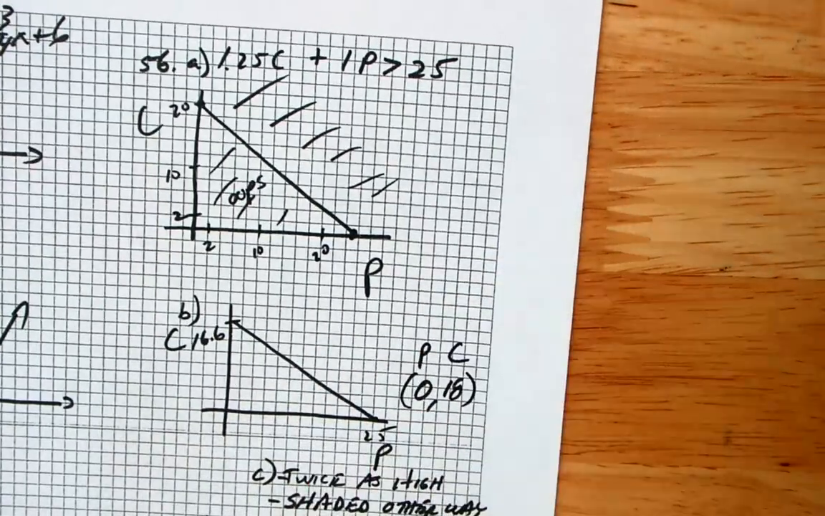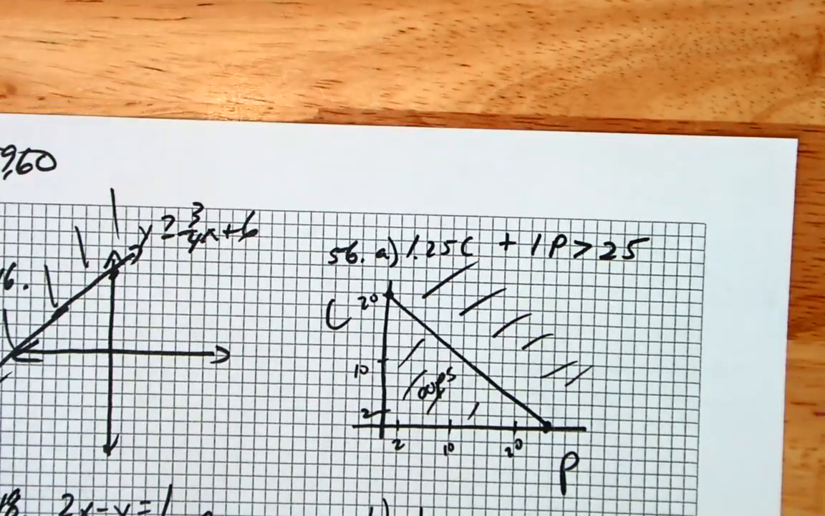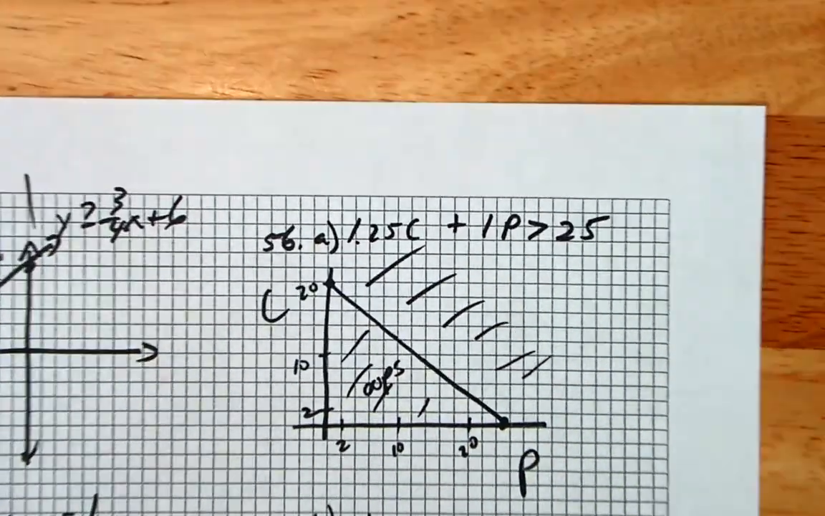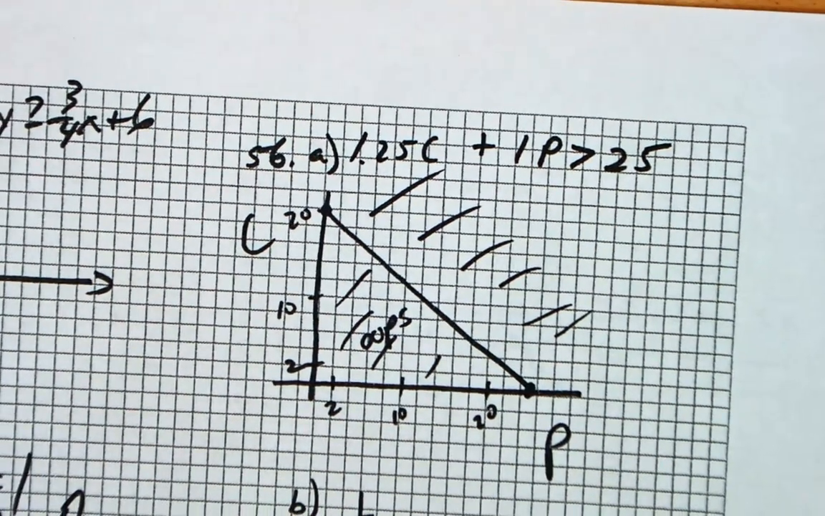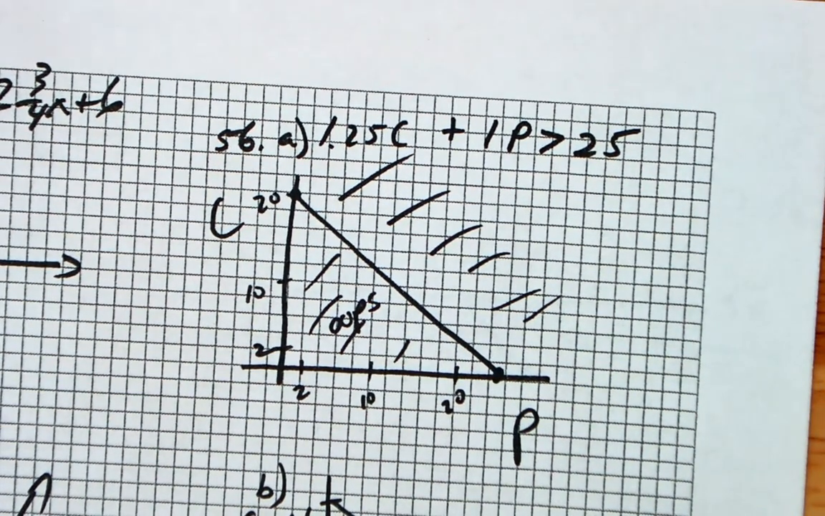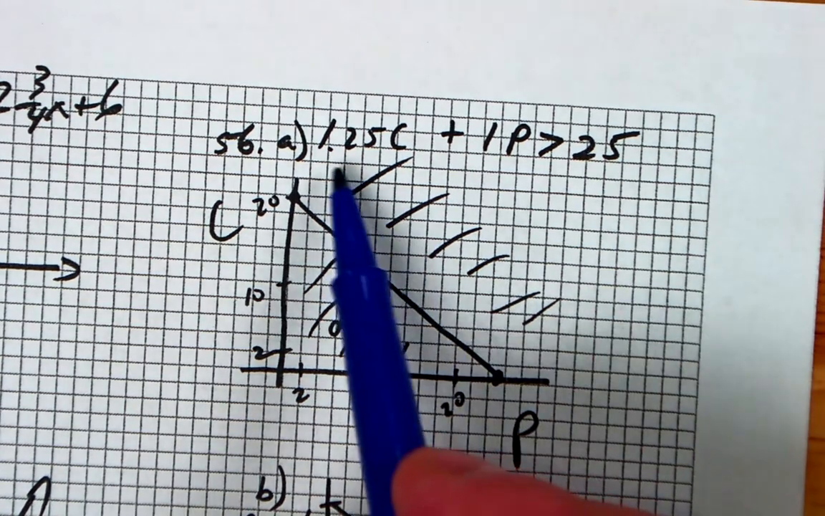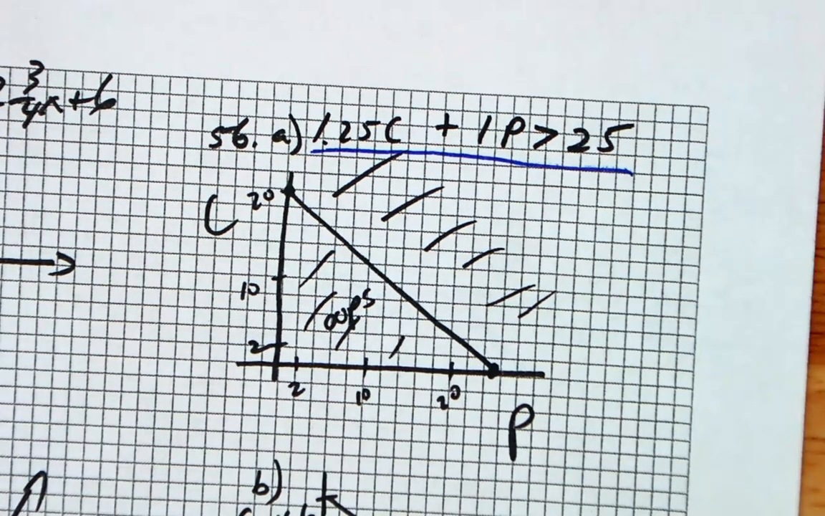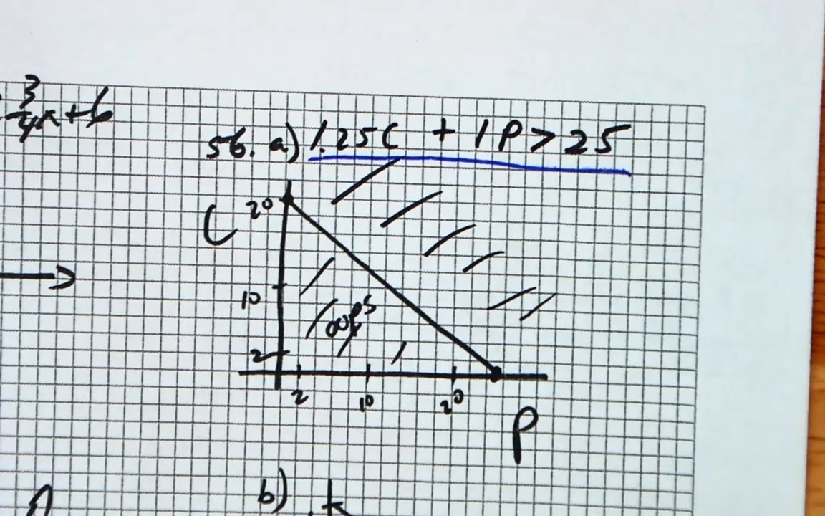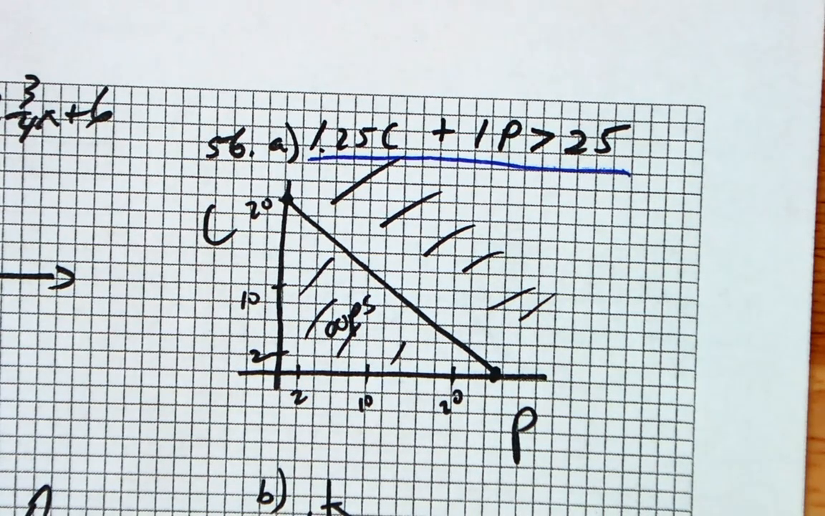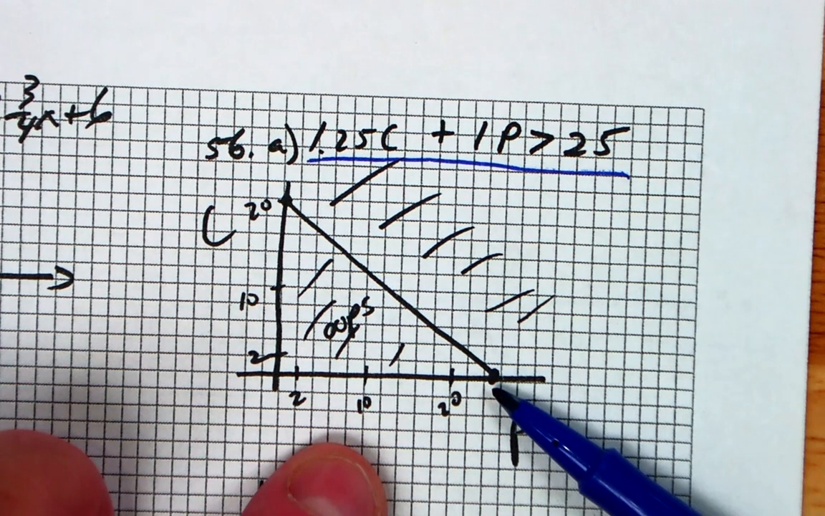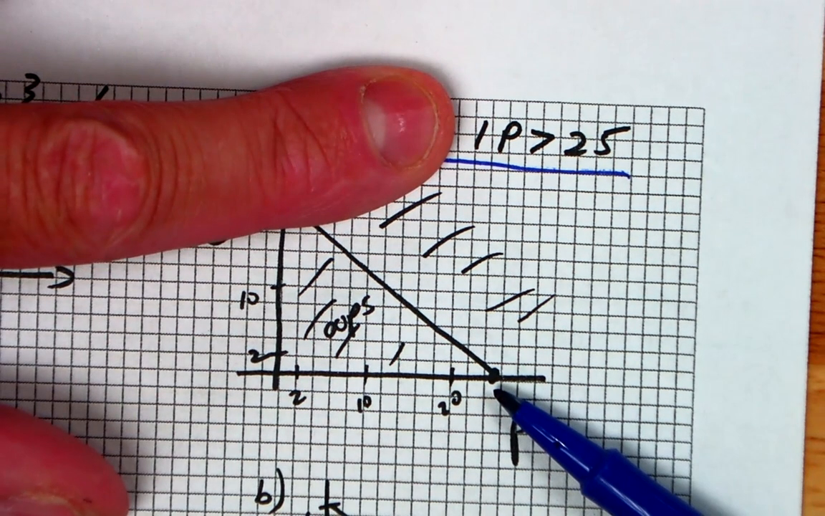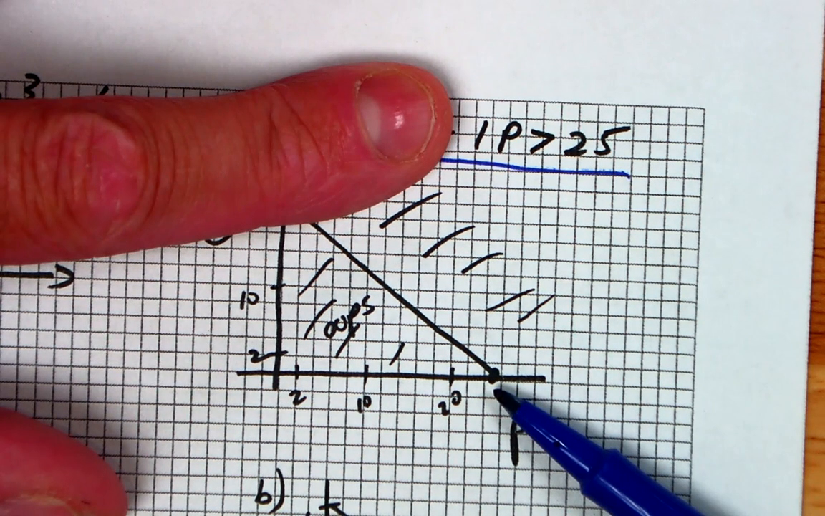Okay. On 56, it says that they want to charge $1.25 for a chocolate chip cookie, $1 for a peanut butter cookie, and make at least $25. Okay? So honestly, I think this equation kind of writes itself. 1.25 for chocolate chip, $1 for peanut butter. I want to make at least $25. Where am I coming up with these points? This one, this is 25, because if I just sell nothing but peanut butter cookies, I need to sell 25 of them to meet my goal.